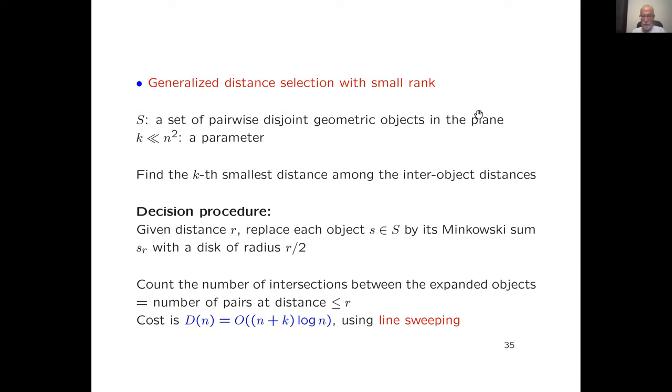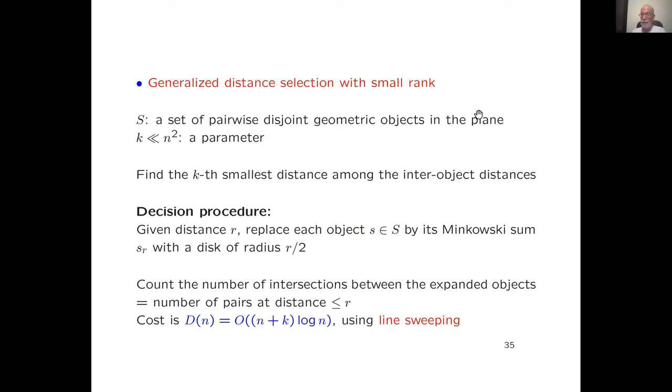So time is running out. Okay, there are two things I want to mention. Let me mention this one. I want to do distance selection. I want to find the k smallest distances in a set of points, or in a more general set of disjoint geometric objects. But k is very small. Not one, but, I don't know, square root of n or something like that.